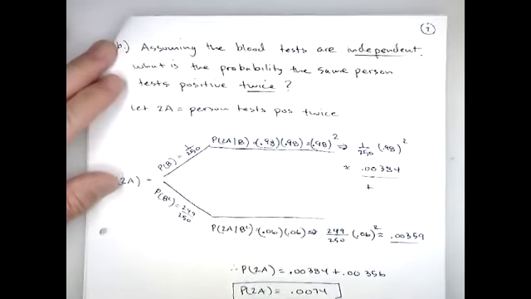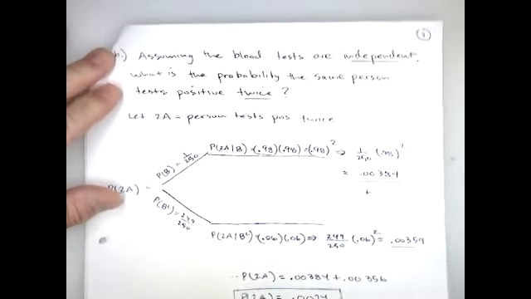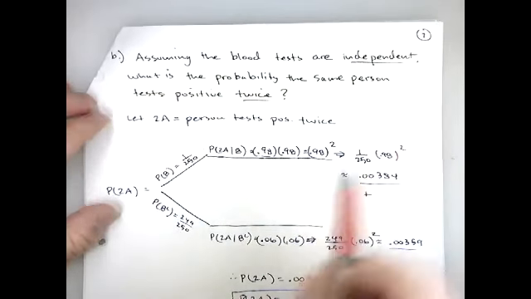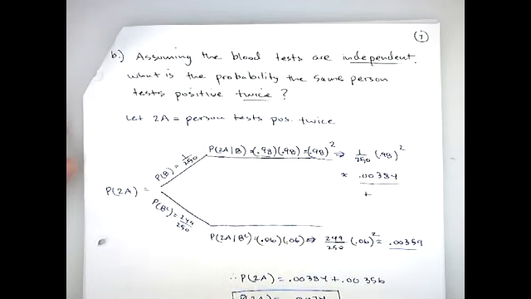assuming the tests are independent, the probability that a person tests positive twice without having the disease, you would expect to be very, very low. And in fact, it is very, very low. So let's assume the blood tests are independent. I think that's a safe assumption. The first test result has no effect on the second one.